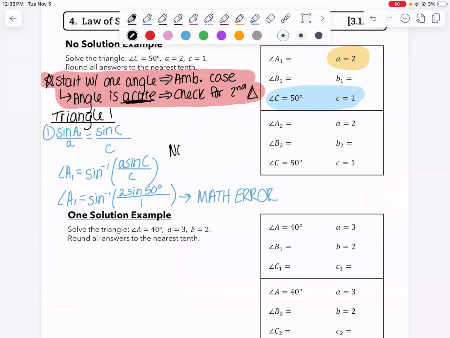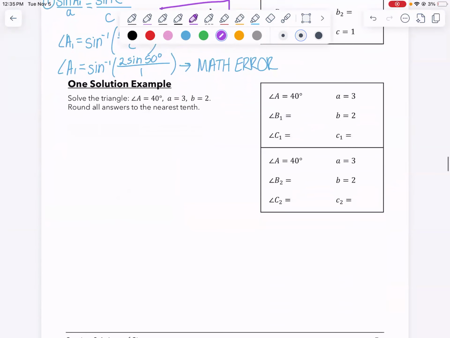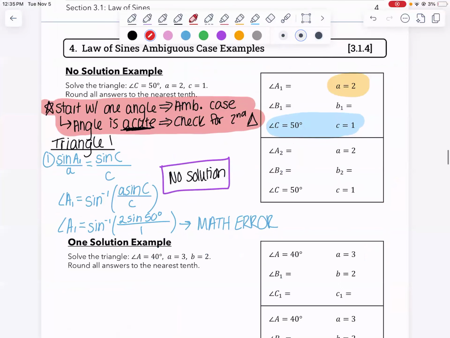So there's no solution. If you try to solve for the first thing and you get nothing, boom, you are done. That's it. No solution. All right.